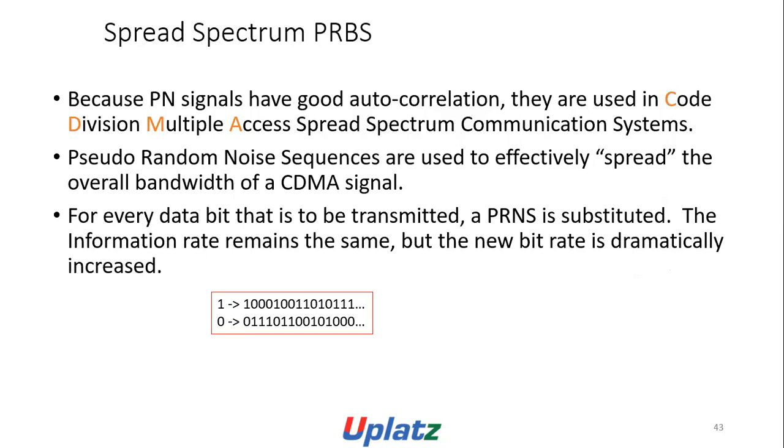Spread spectrum PRBS. Because PN signals have good autocorrelation, they are used in code division multiple access spread spectrum communication systems. For random noise generation, sequences are used to effectively spread the overall bandwidth of the CDMA signal for every data bit that is to be transmitted. A PRNS is substituted. The information rate remains the same, but the new bit rate is dramatically increased. A one is set to that bit pattern, and a zero is set to a different bit pattern.